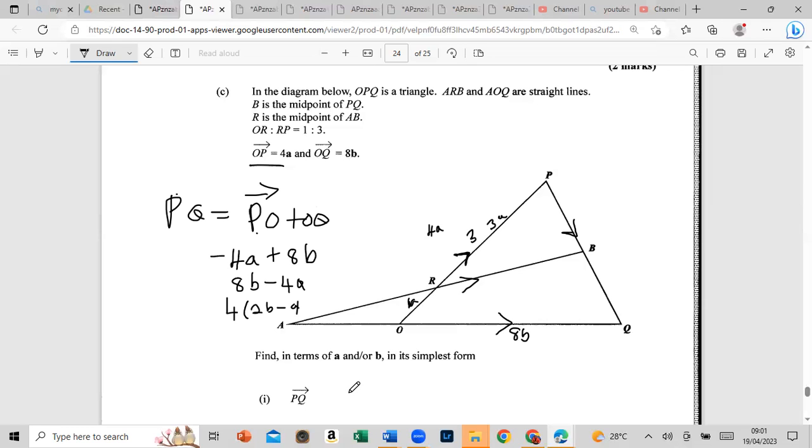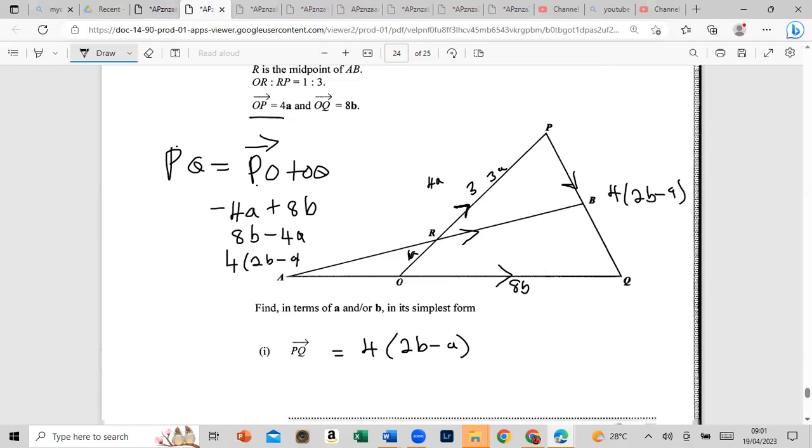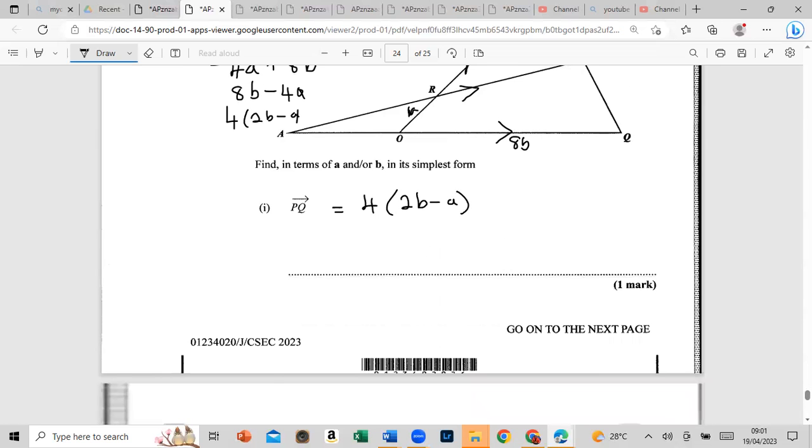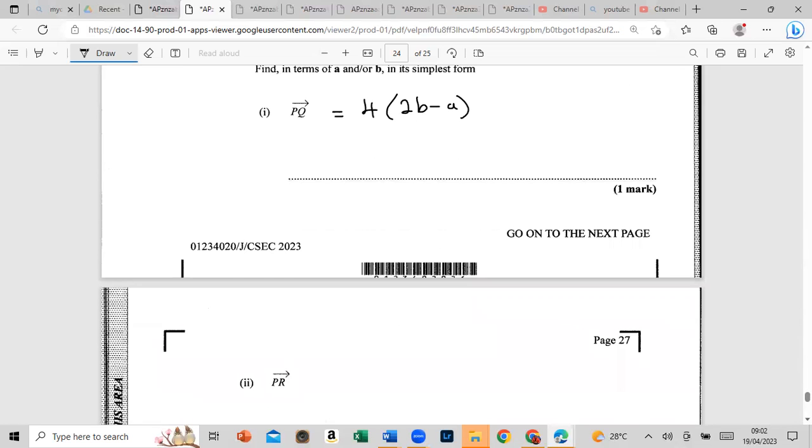Just to put this in perspective, that's PQ. I like to put it in, so it reminds me that at some point it will probably become relevant again. And that is worth 1 mark. Alright, they ask us to find from P to R.